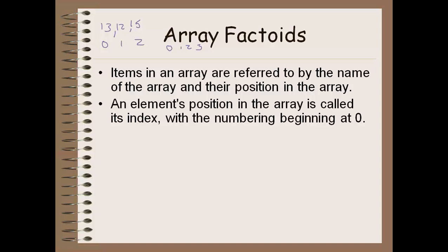So that's what we just said here. An element's position in an array is called its index. So that's called index 0, index 1, index 2. And the numbering, just like we talked about with strings, starts at 0.